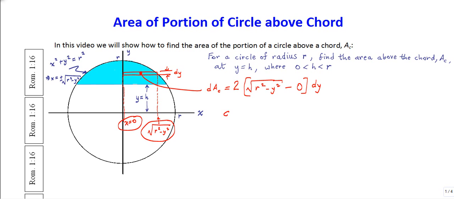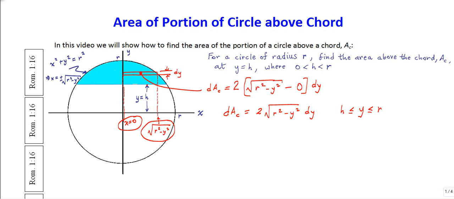So dA sub c is 2 times radical r squared minus y squared dy, where our y is going to range between the value of h at the bottom here all the way to the top where y is all of the radial dimension r.